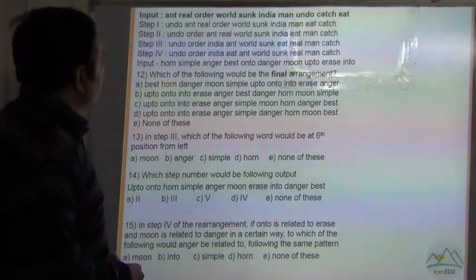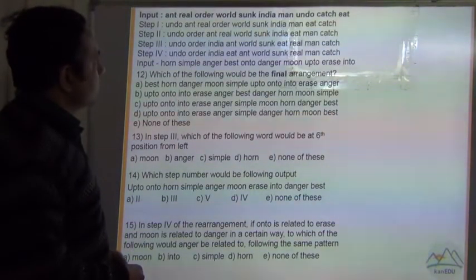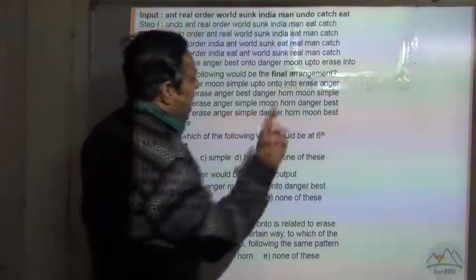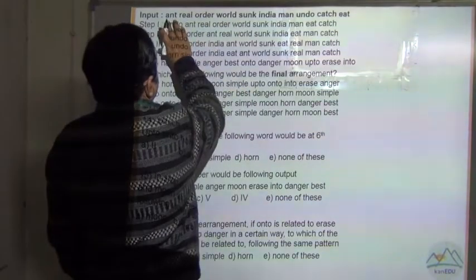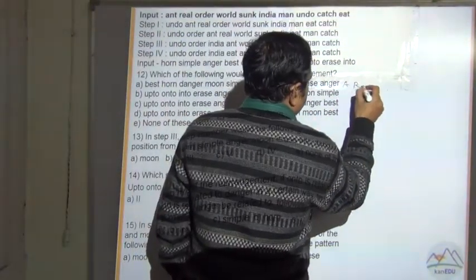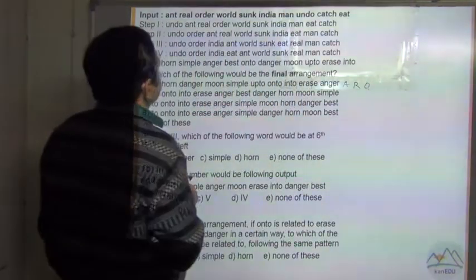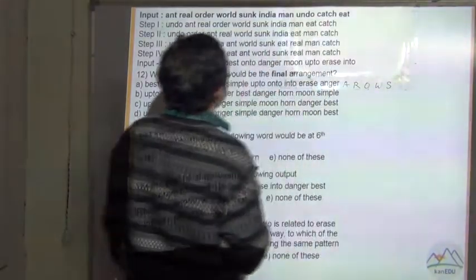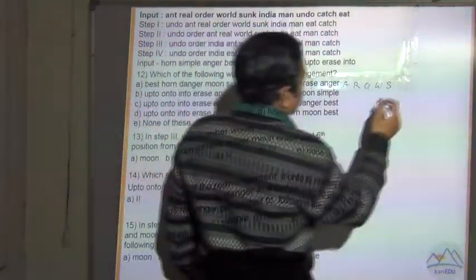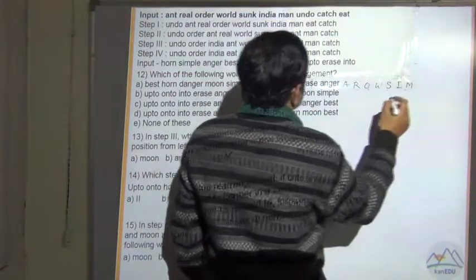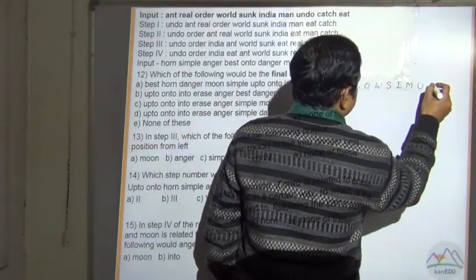The input: aren't, real, order, word, sunk, India, man, undo, catch, eat. So let's again start with the only pause connector. So A-R-O, A-R-O, W-S, I-M, U-C-E.